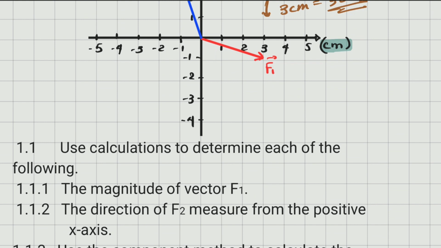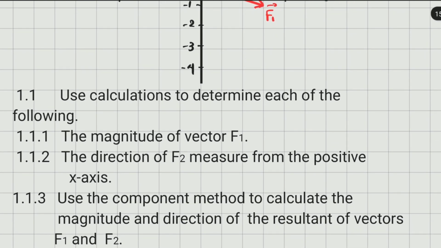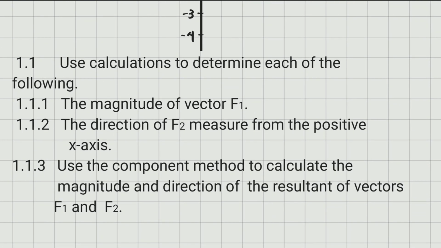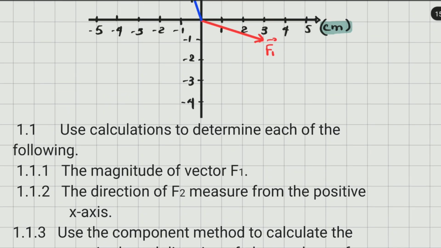Now 1.1, use calculation to determine each of the following: the magnitude of vector F1, which is there; the direction of F2 measured from the positive x-axis, we're going to talk about that one; and use the component method to calculate the magnitude and direction of the resultant of vectors F1 and F2. So let's start solving question 1.1.1. Now they wanted to calculate the magnitude of F1.